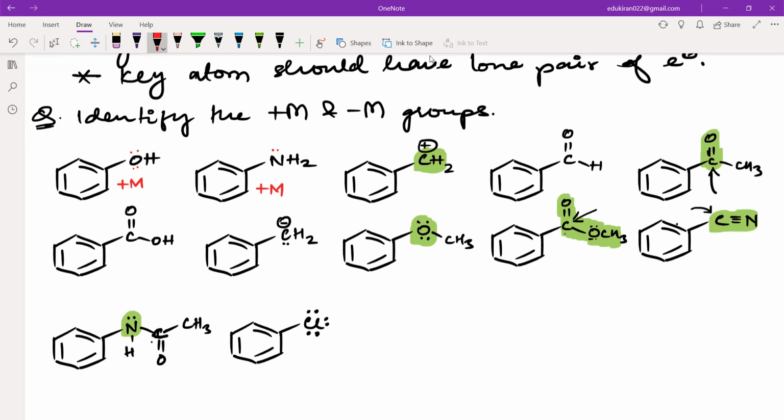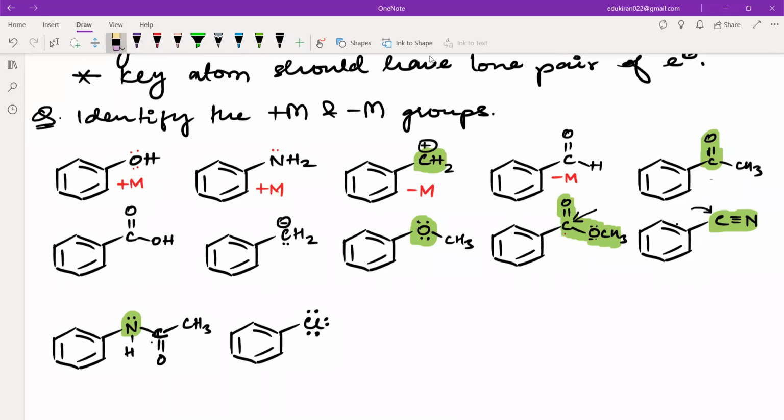What about CH2 positive? Minus M, because the key atom has a cation, and that is why obviously it is going to pull electrons. This is one case. And what about the aldehyde group? Minus M, because the key atom is attached to an electronegative atom, that is oxygen, via a multiple bond.